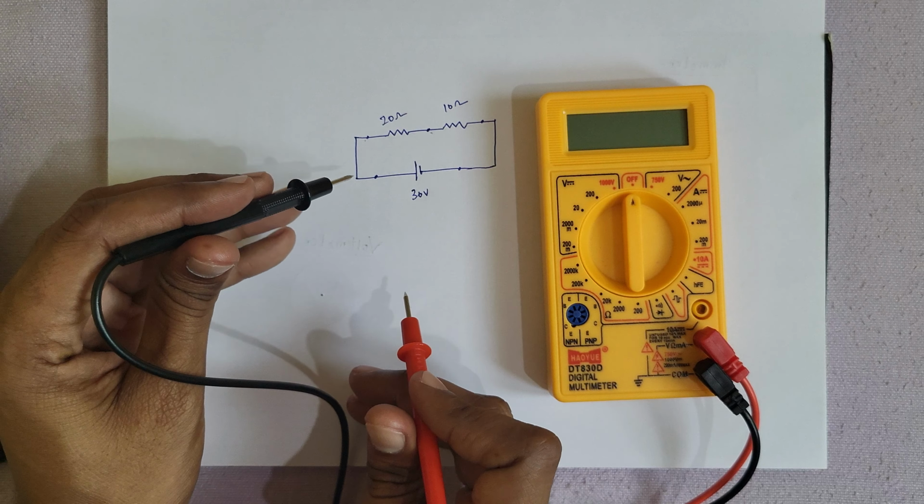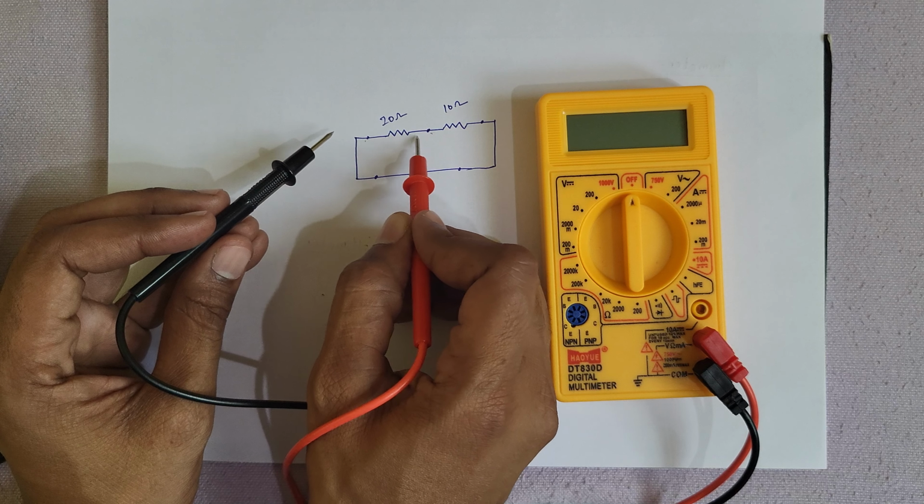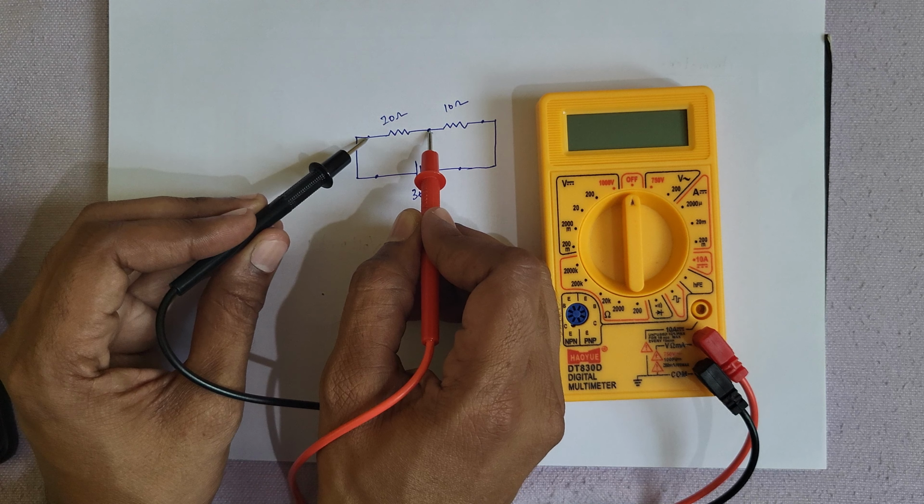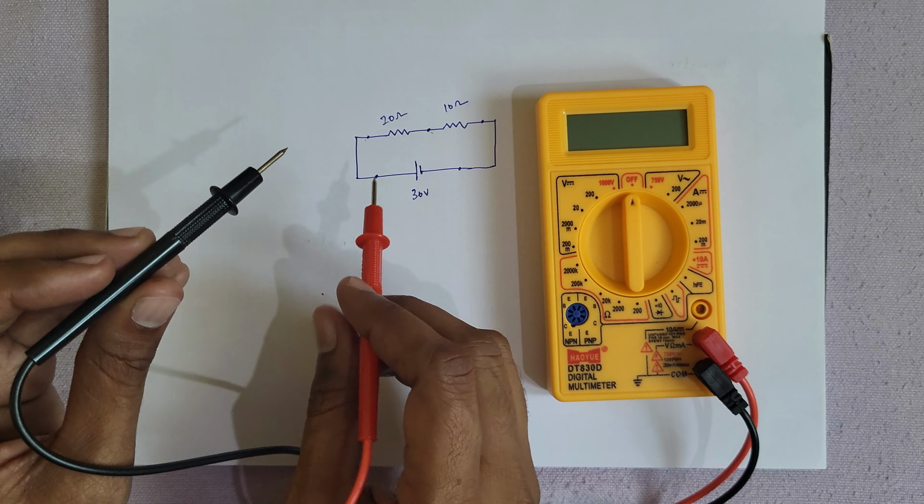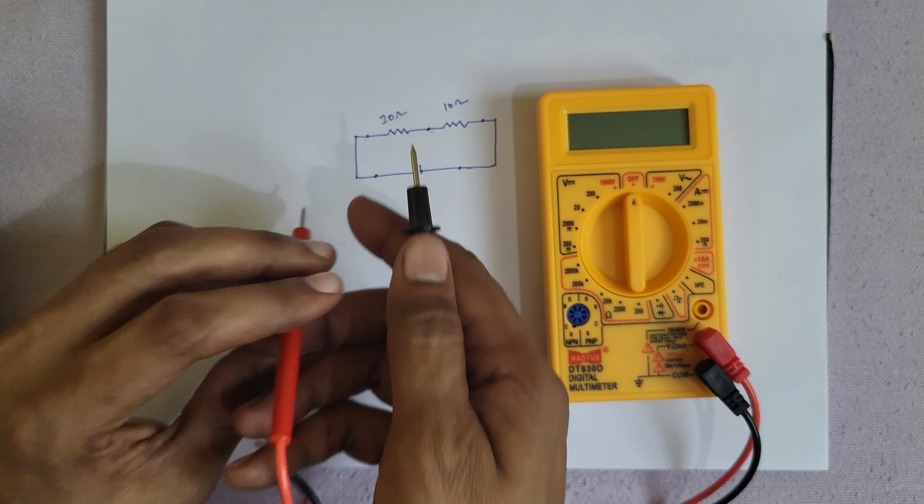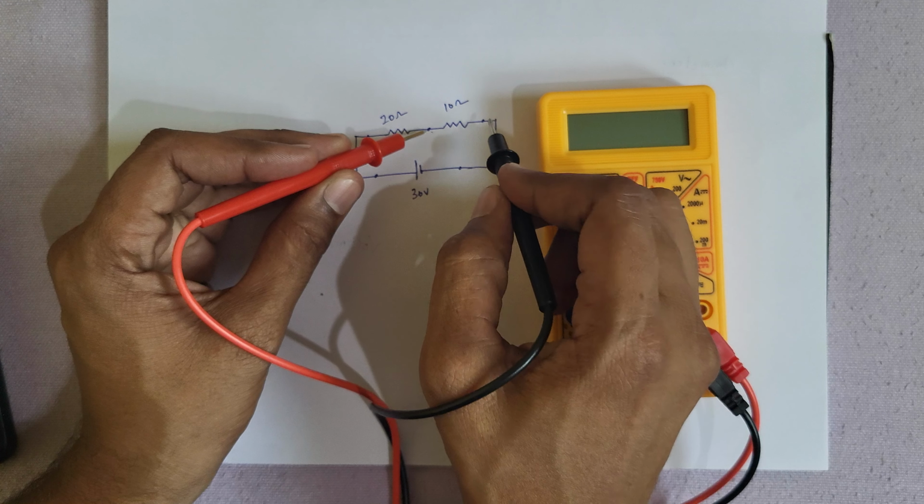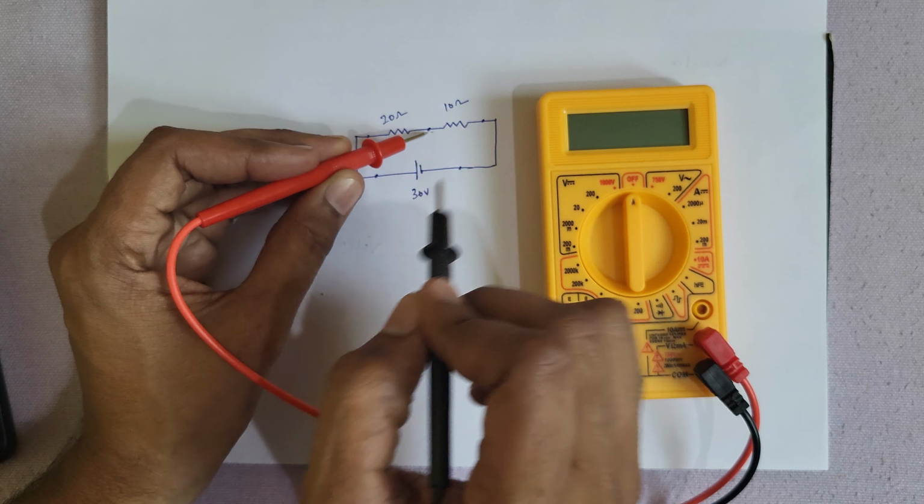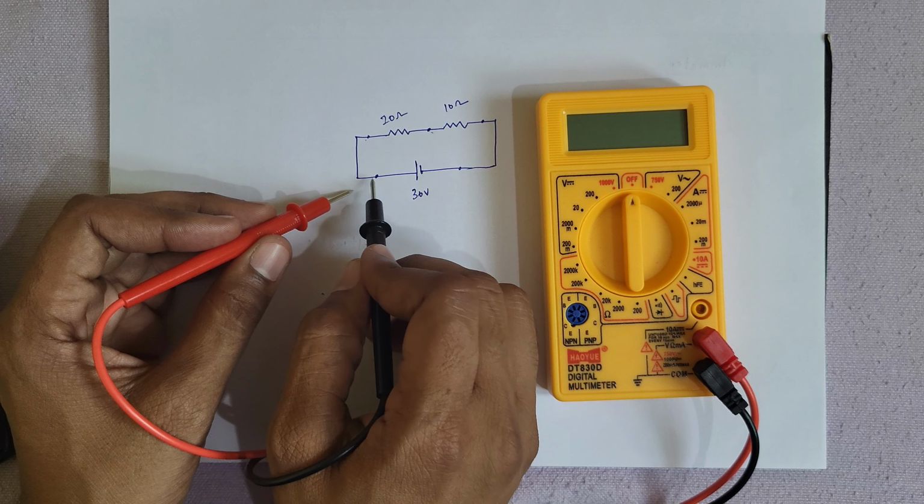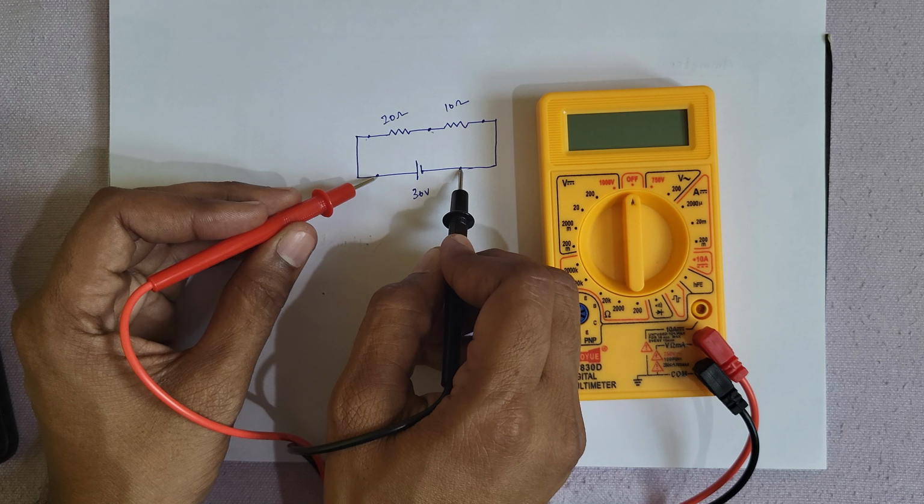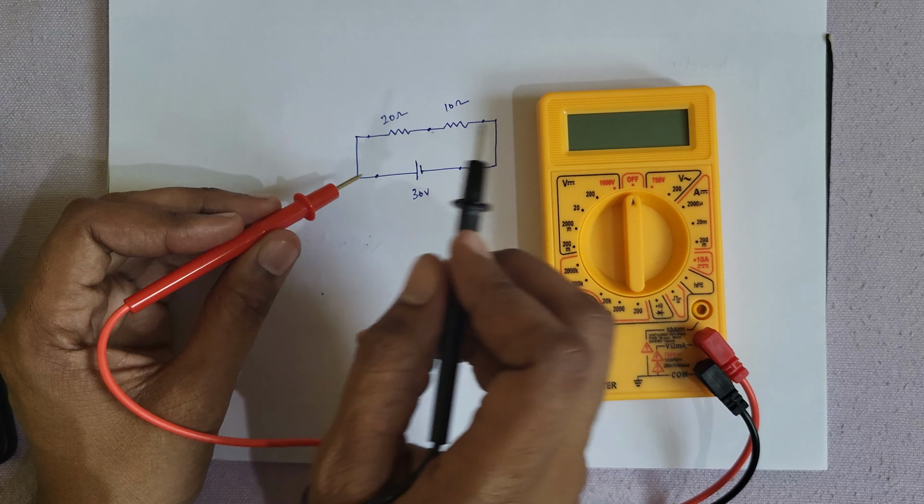You can keep one terminal here, fixed. You want to measure voltage across this 20 ohms, you keep like this, that much only. Or you want to measure across this 10 ohms resistance, you keep these two terminals like this, that much only. It will show the reading. You want to measure voltage across these two terminals, you keep these two terminals like this, that much only. It will show the reading.